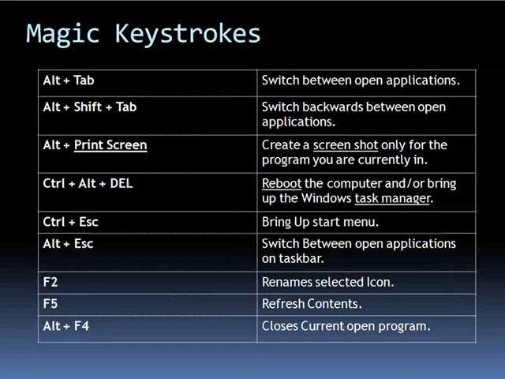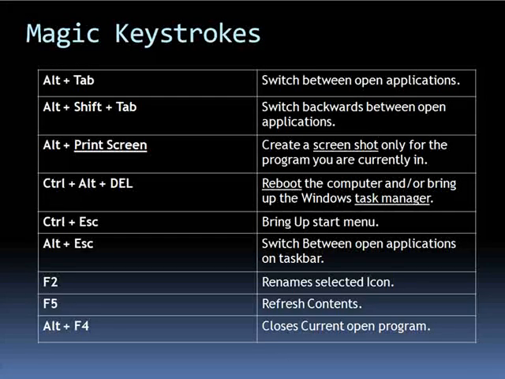A few more. Alt Tab switches between open applications. Alt Shift Tab switches backwards. Alt Print Screen will create a screenshot only of the program that you're currently in. If you don't want to get your entire Windows or your entire desktop, use Alt Print Screen. Control Alt Delete is also known as the three-finger salute. Basically, it'll reboot the computer or bring up the Windows Task Manager. And from the Windows Task Manager, you can stop a process if your computer hangs or is not responding.